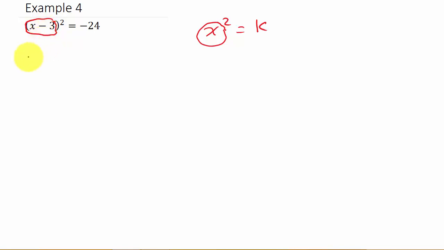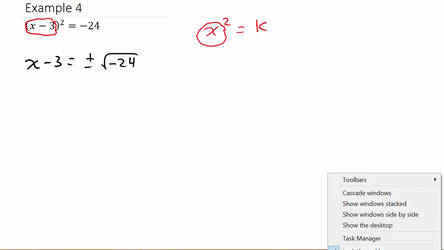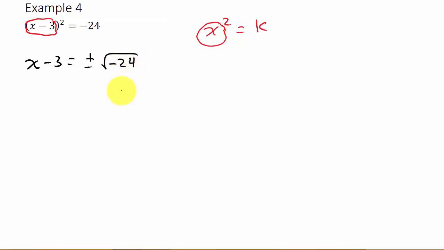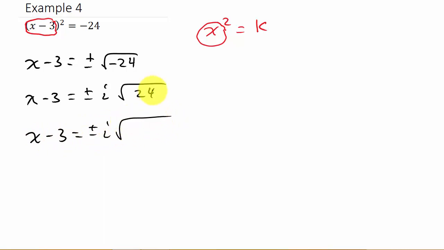Okay, so this tells me that x minus 3 is equal to plus or minus the square root of negative 24. And so now let's simplify this square root of negative 24. So x minus 3 equals plus or minus, and then the negative underneath the square root, that's going to be i square root of 24. Now I need to simplify square root of 24. Well, 24 can be written as 4 times 6. See, 4 is a perfect square.